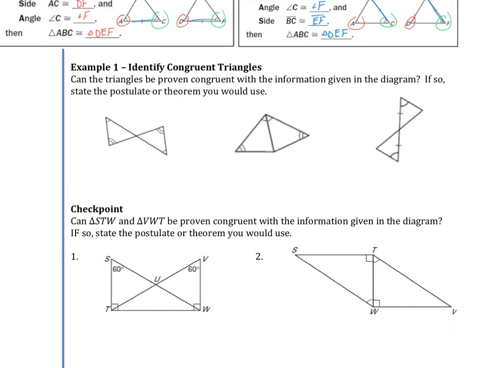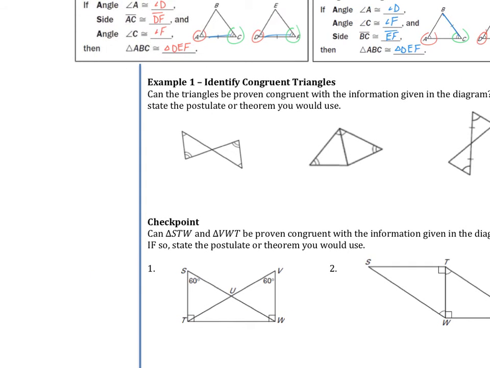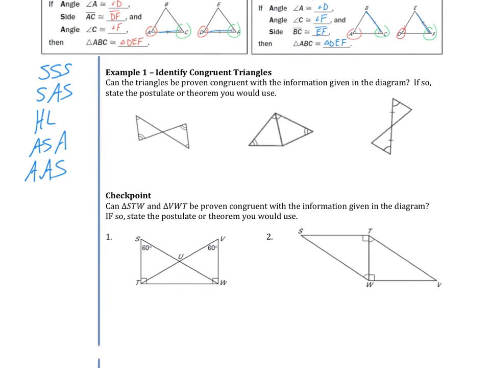Okay, so example 1. Can the triangles be proven congruent with the information given in the diagram? If so, state the postulate or theorem. So off to the side, what we knew before was side side side, side angle side, and hypotenuse leg. Now we just added angle side angle and angle angle side. So let's check to see which one of these would show the triangles are congruent.